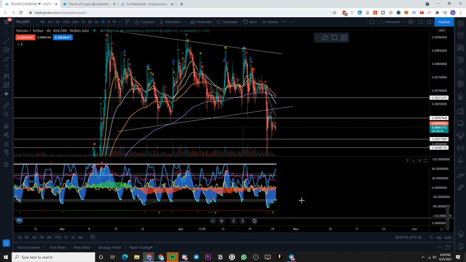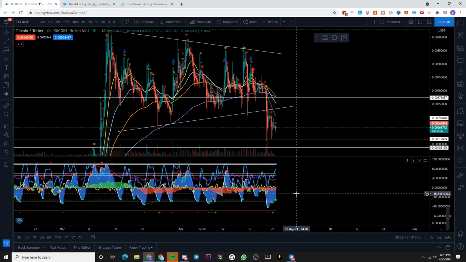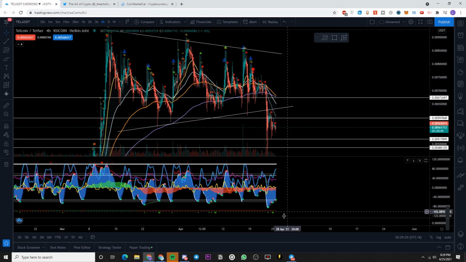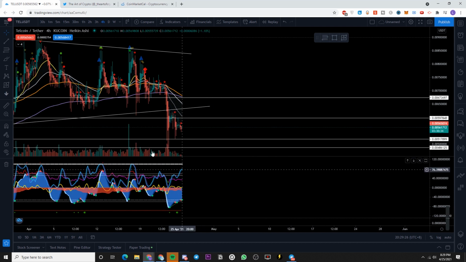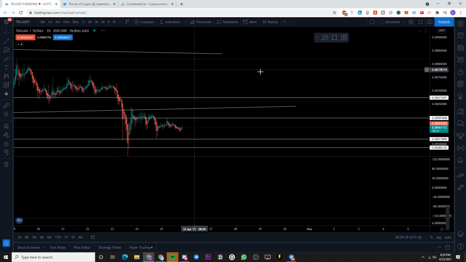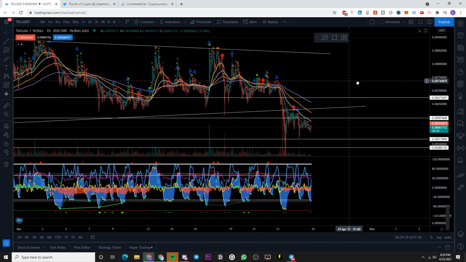But at the moment, I cannot lie, the 4-hourly looks pretty good. Momentum is clearly shifting upwards. Even though the price might not reflect it, the momentum waves do not lie. So let's just go onto a lower time frame to get a better picture of what's going on.